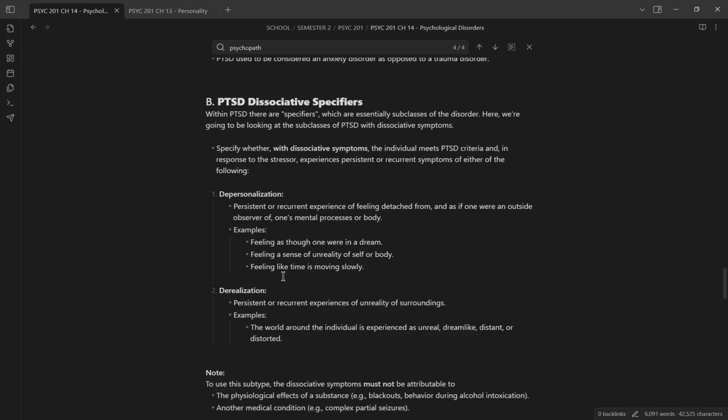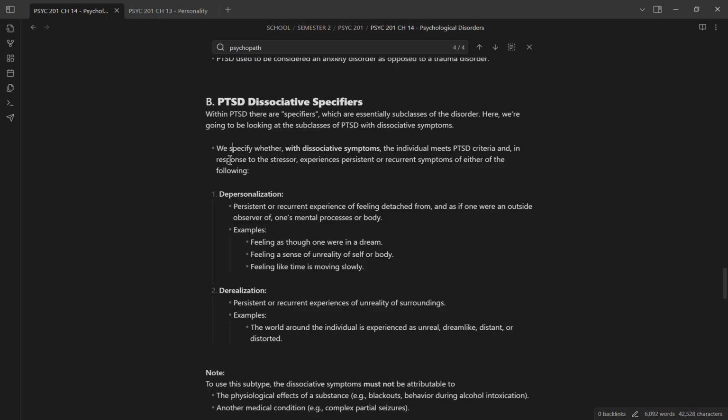So essentially, we specify whether with dissociative symptoms, the individual meets PTSD criteria and, in response to the stressor, experiences persistent and recurrent symptoms of either of the following. 1. Does the person have depersonalization, right? Depersonalized PTSD. This is persistent or recurring experiences of feeling detached from and as if you were outside of your body and your mental processes. For example, it's the feeling as though you're in a dream, feeling a sense of unreality or self or body, feeling like time is moving slowly.